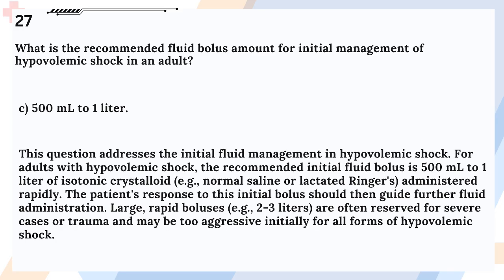Answer: C. 500 milliliters to 1 liter. This question addresses the initial fluid management in hypovolemic shock. For adults with hypovolemic shock, the recommended initial fluid bolus is 500 milliliters to 1 liter of isotonic crystalloid, e.g., normal saline or lactated Ringer's, administered rapidly. The patient's response to this initial bolus should then guide further fluid administration. Large, rapid boluses, e.g., 2 to 3 liters, are often reserved for severe cases or trauma and may be too aggressive initially for all forms of hypovolemic shock.